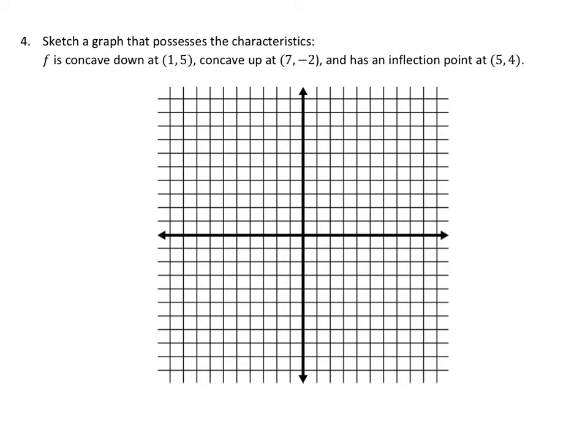In this problem, we want to sketch a graph that possesses the following characteristics. The function is concave down at the point (1, 5), concave up at the point (7, -2), and has an inflection point at (5, 4). So let's begin by plotting these points.